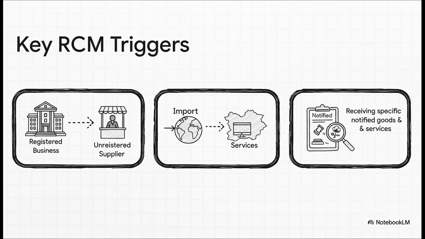Okay, here are the main things you need to be watching for. The big one, the one that affects a lot of businesses, is buying from an unregistered supplier. If you're registered for GST and they're not, bingo, that's an RCM transaction. It also pops up when you import services. And finally, there's a specific list of goods and services the government has flagged that always fall under RCM. Let's take a look at those.